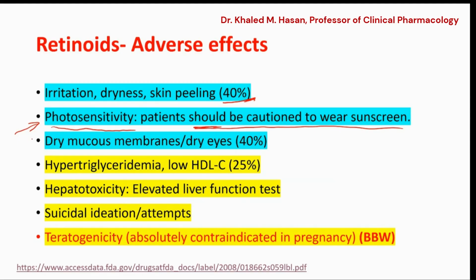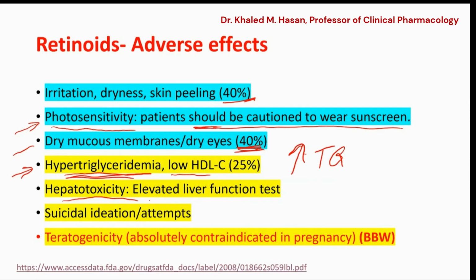Again, moving to the next one, dry mucous membrane, 40%. So therefore we use some cream to moisturize the skin and prevent the dryness of the mucus. Hypertriglyceridemia, lower HDL. So triglyceridemia will be lower. What do you think? Lower or higher? Higher triglyceridemia. Hypertriglyceridemia, the type of cholesterol will be high, increased.